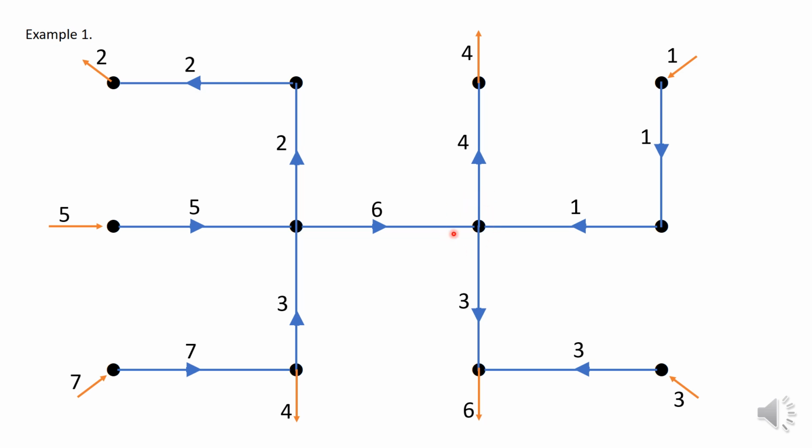Now we can use this node to verify our calculations. You have 6 flowing in and 1 flowing in, that's 7 in all. You have 4 flowing out, 3 flowing out, also equal to 7. So this shows equilibrium is established at this node.